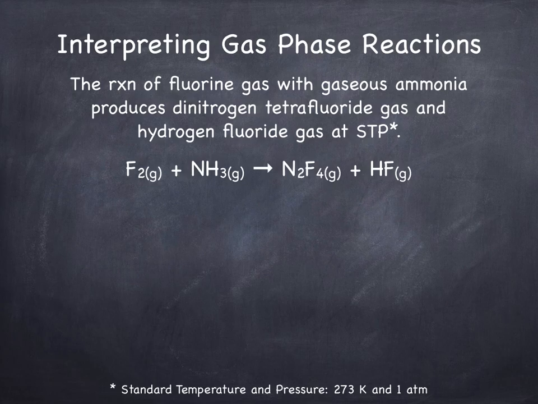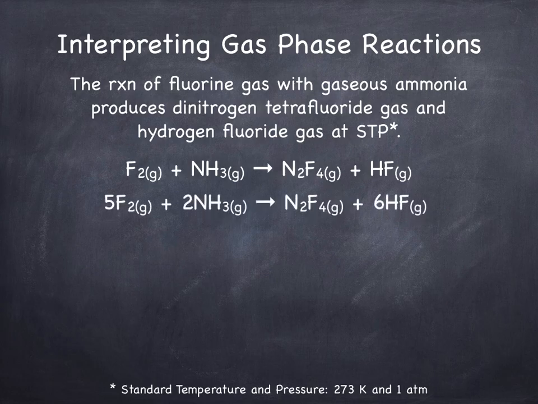So here's the skeleton equation. We've got fluorine gas. Remember, it's diatomic, so you need 2 of them. We have ammonia gas, NH3. We've seen that molecule before. Dinitrogen tetrafluoride and hydrogen fluoride, which, if you recognize that as an acid, we could also name hydrofluoric acid. If you go ahead and balance the chemical equation, again, if you haven't done so, pause the video first. But your coefficients there should be 5, 2, 1, and 6.